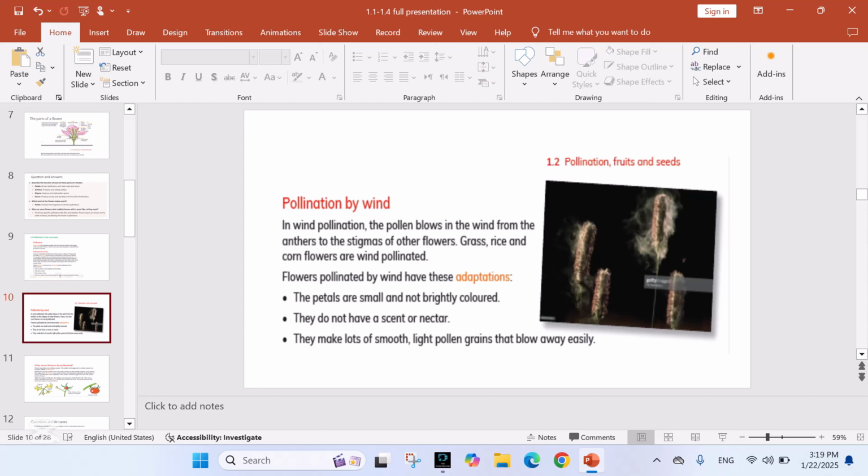Pollination by wind. In wind pollination, the pollen blows in the wind from the anthers to the stigmas of other flowers. Grass, rice, and cornflowers are wind pollinated.